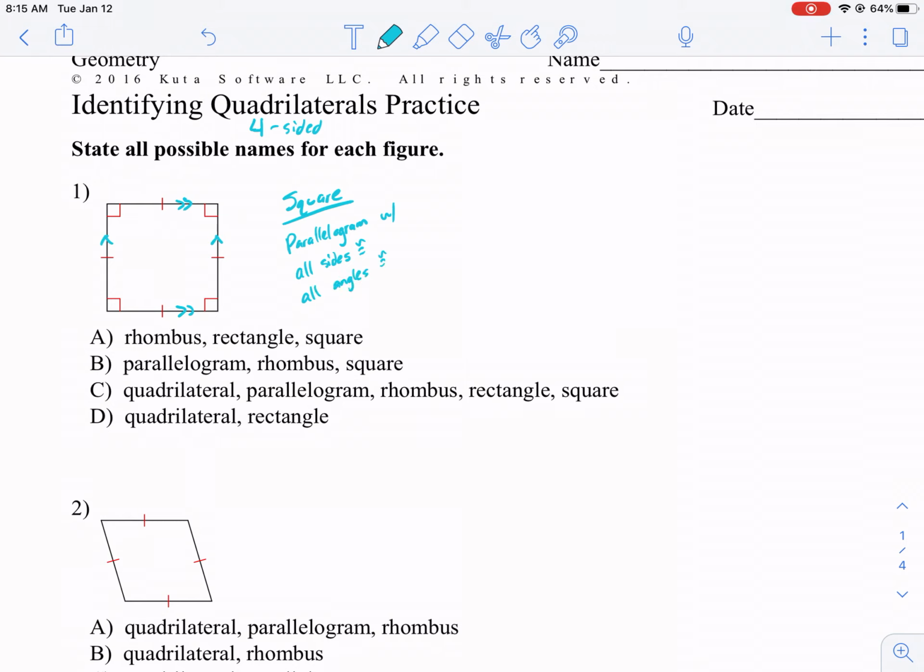Okay, now this fits under several umbrellas. Why does this fit under certain umbrellas? Well, we already know that it's going to be a parallelogram. It's a type of parallelogram. Now, what other things does it classify as? Well, it classifies as a quadrilateral. It classifies as a parallelogram. We already know it's a square. Does it classify as a rhombus and a rectangle?